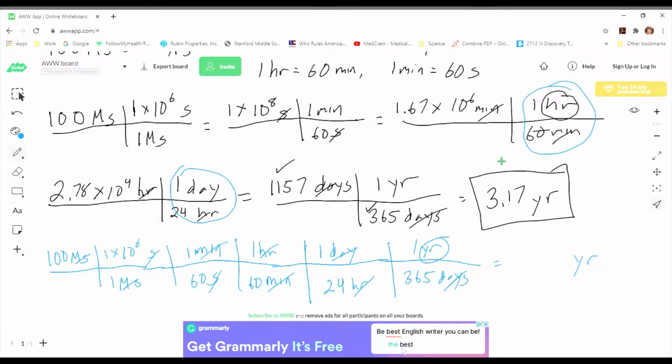And if I were to go ahead and take 100 multiplied by 1 times 10 to the 6th, multiplied times 1, 1, 1, 1, divided by 60, divided by 60, divided by 24, divided by 365, I get 3.17 years. So when there's several steps, this is kind of a nice way of doing it.